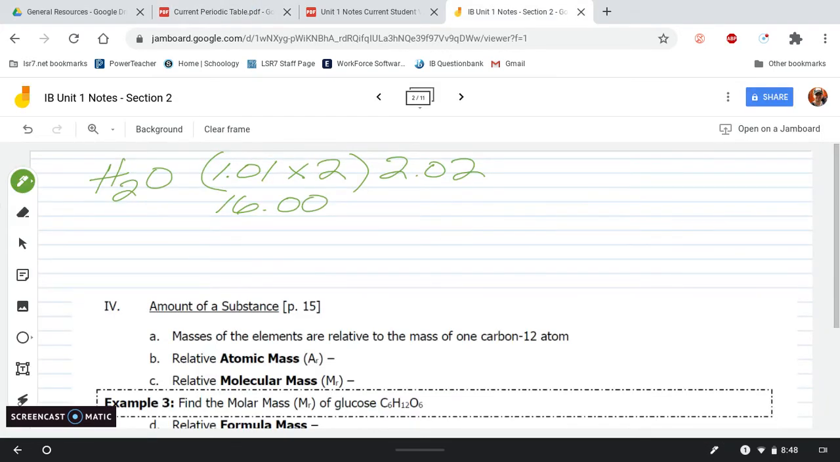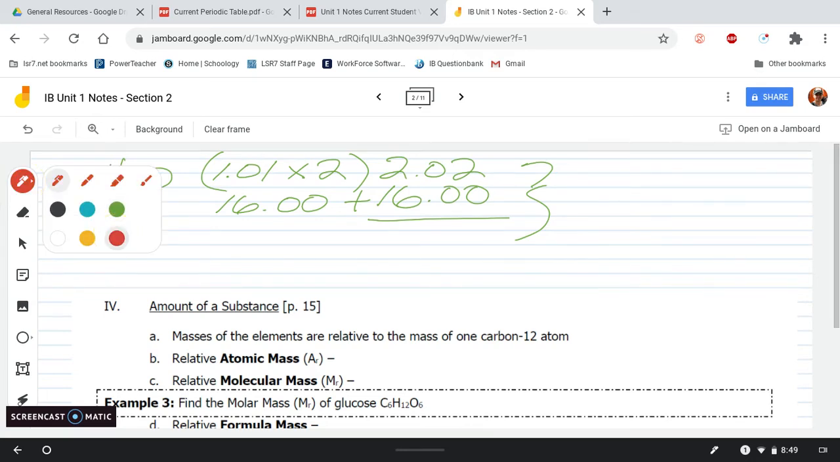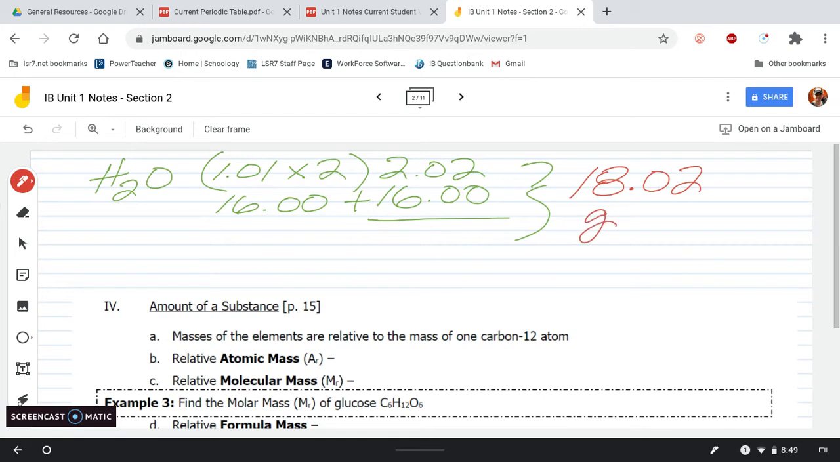Then we are going to take those two numbers, that 16.00 and that 2.02, and add them up, and that's going to give us what we call the molecular mass. It's also called molar mass. It could also be called gram formula mass. So those are some other names. We'll change our pen color here. That value would be 18.02. And this is what it looks like in IB, grams mole minus 1.